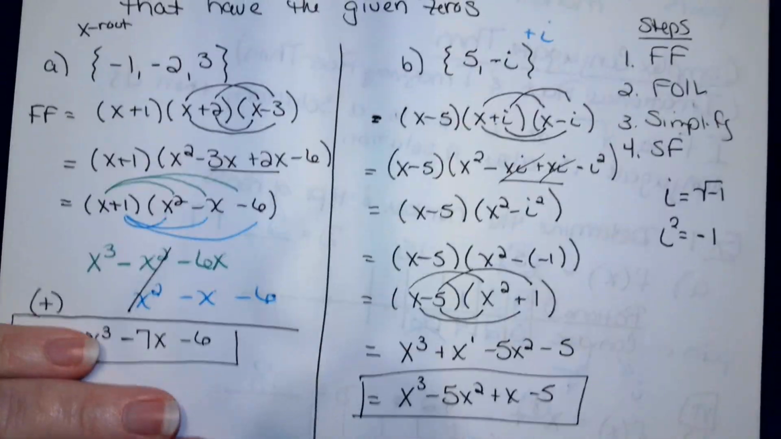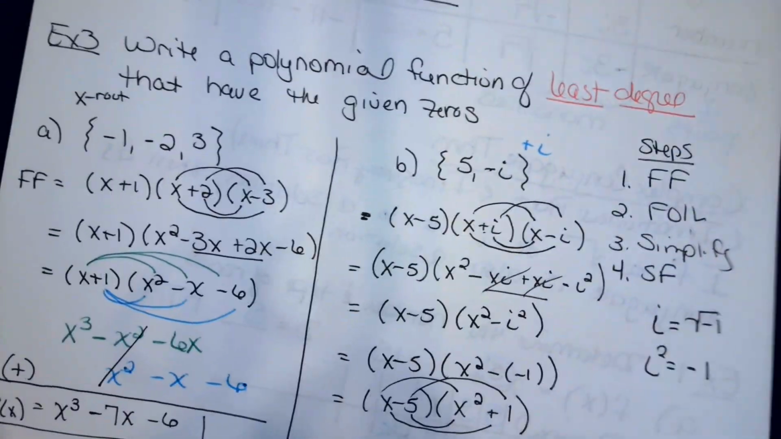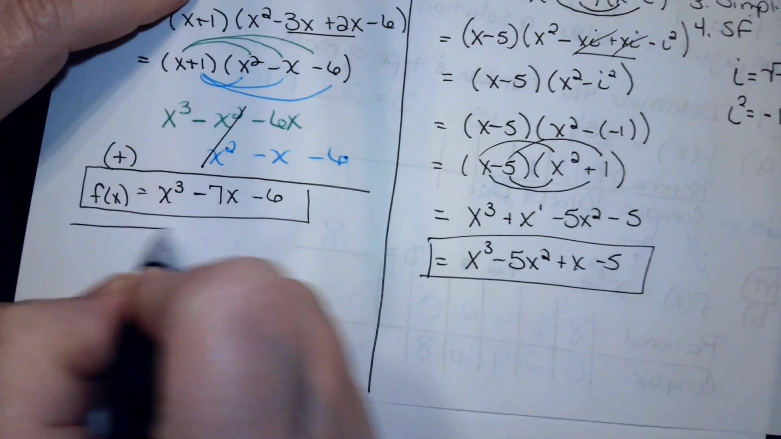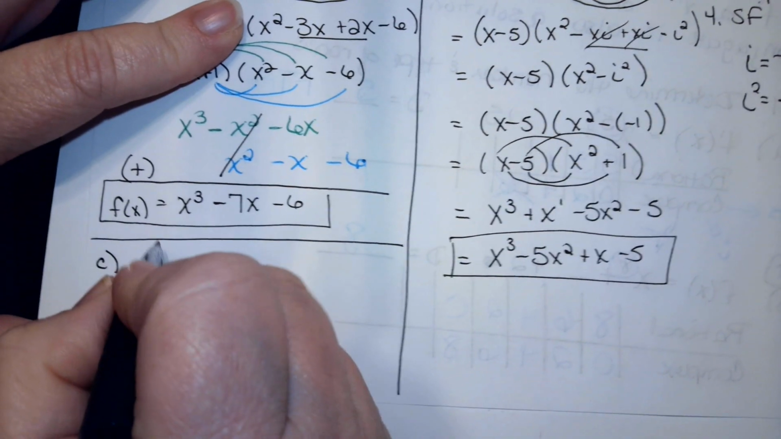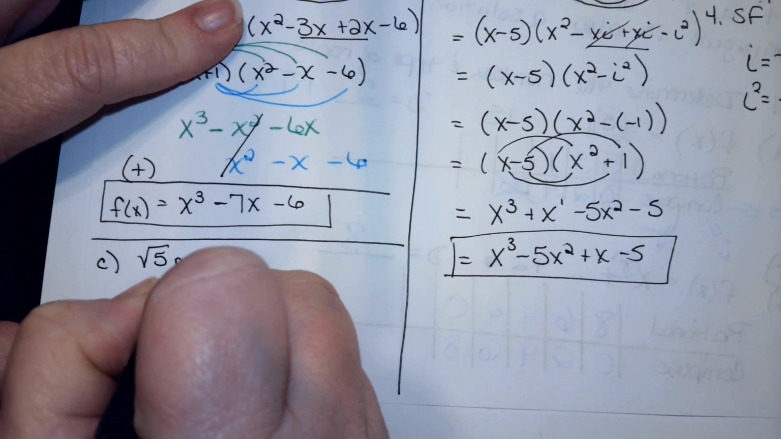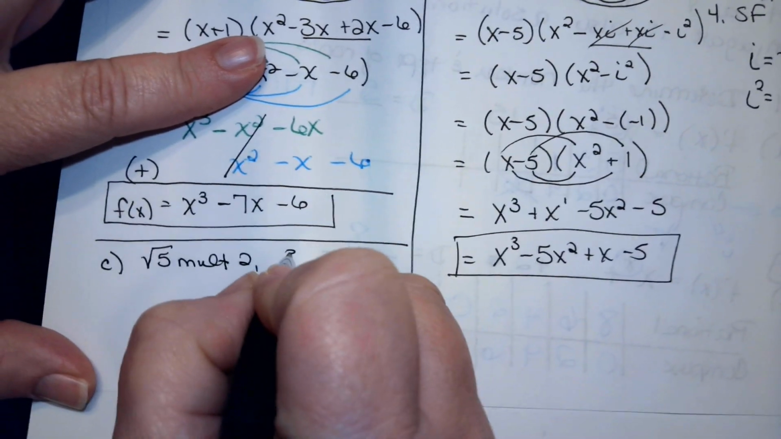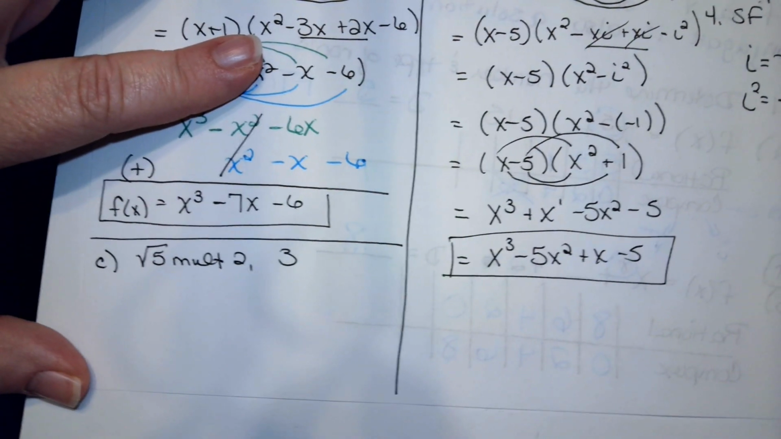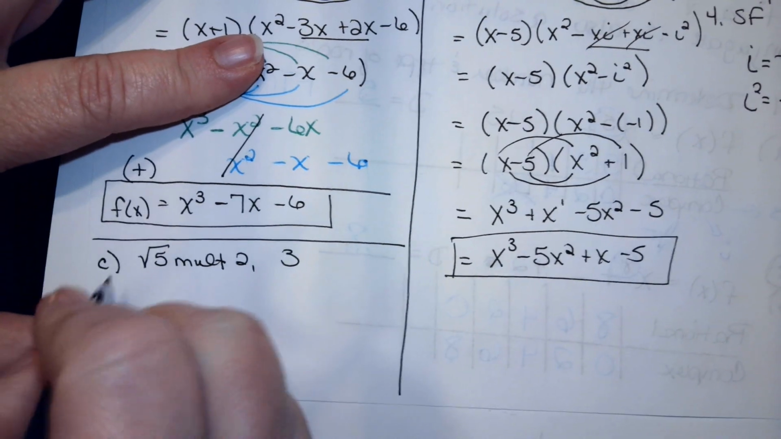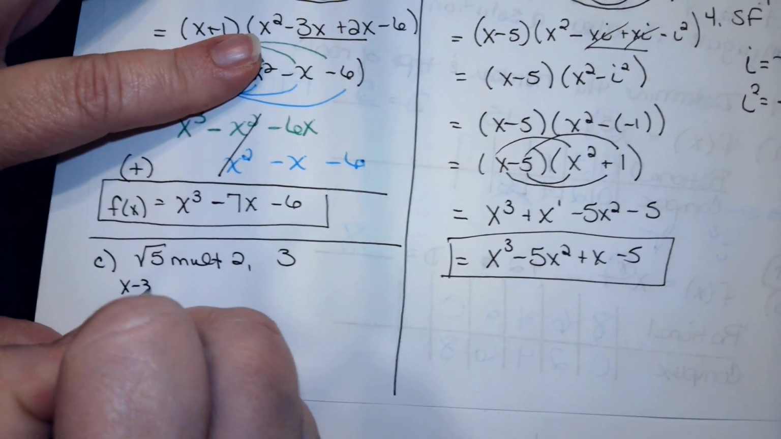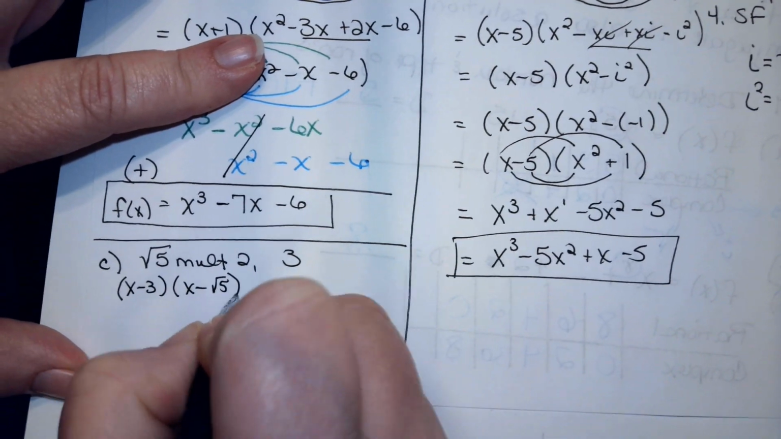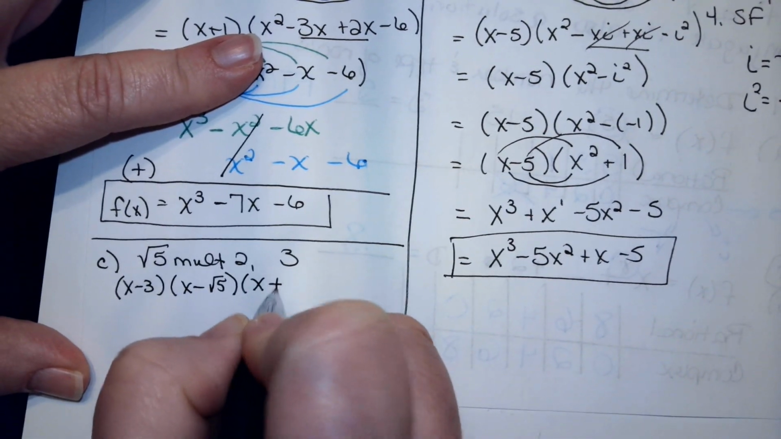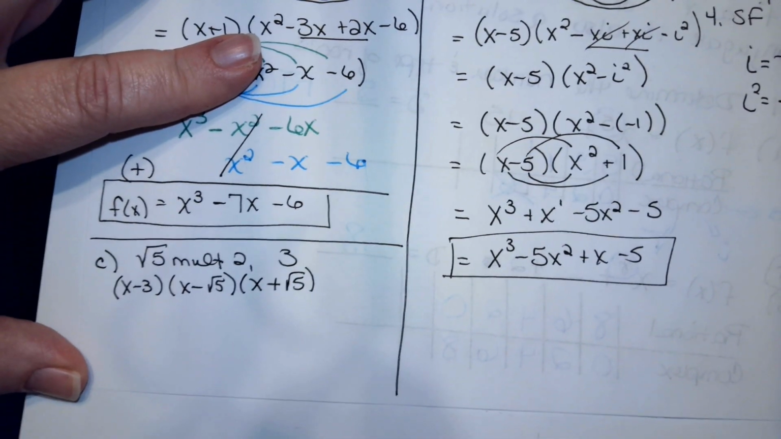Just remember, let me do maybe one more. Let's do a C. I don't have room to do a C, do I? See if I can squeeze it in right here, just to get you started. We won't work it all the way through. Let's say that we had the square root of 5 with a multiplicity of 2 and then a 3. All right, how would you start this? Well, we would start it by saying x minus 3 times x minus the square root of 5, and then x plus the square root of 5, because it has its conjugate.